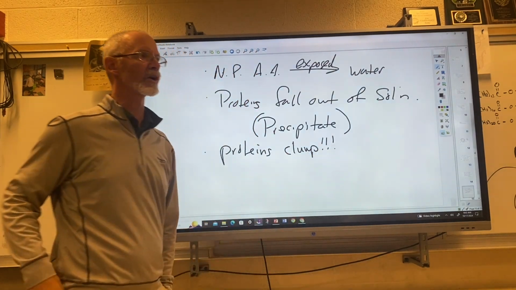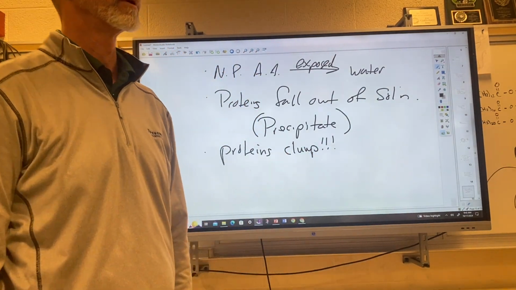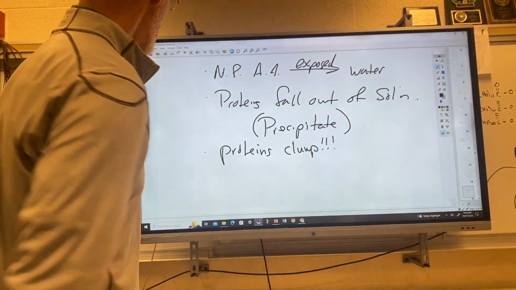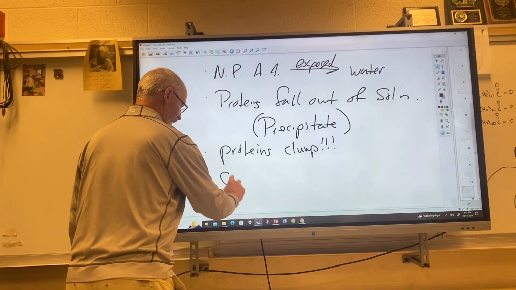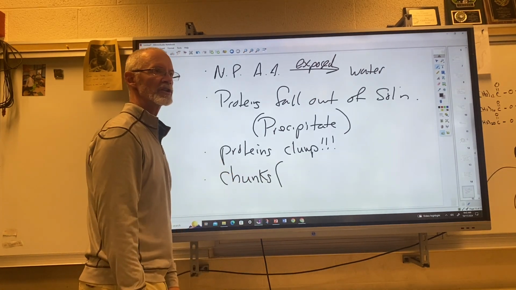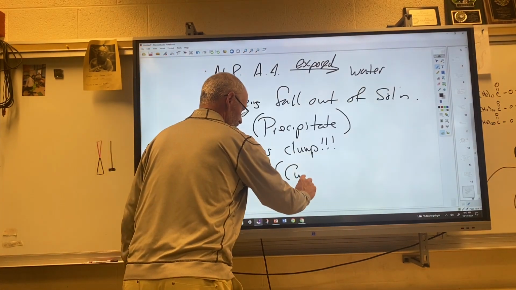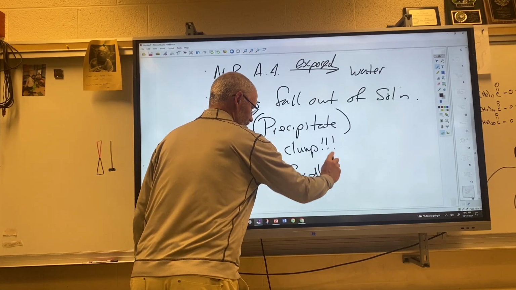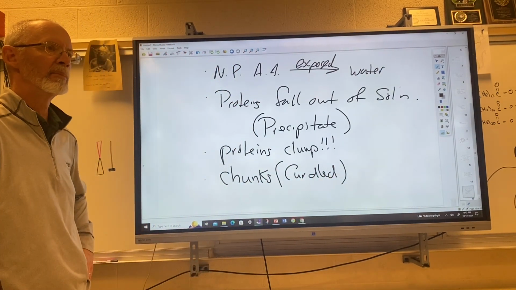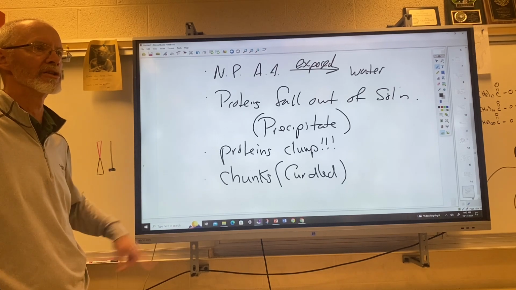These milk proteins start to clump together because non-polar likes non-polar, polar likes polar. They start to stick together. That creates chunks. And that's officially when your milk did what? It curdled. And you officially killed the milk. Can you ever make it look like milk again? No, you just made cheese.